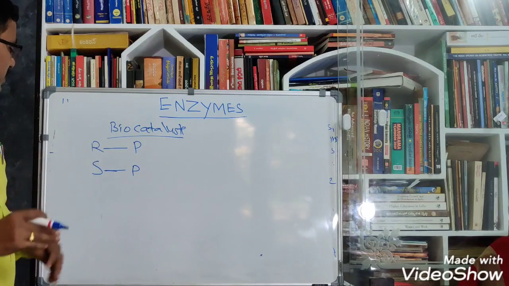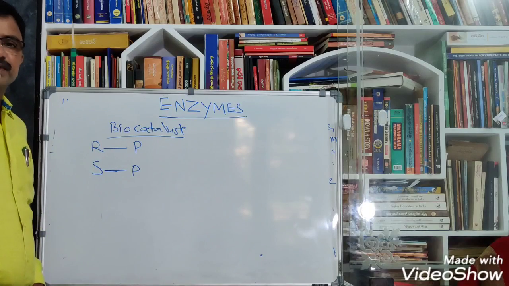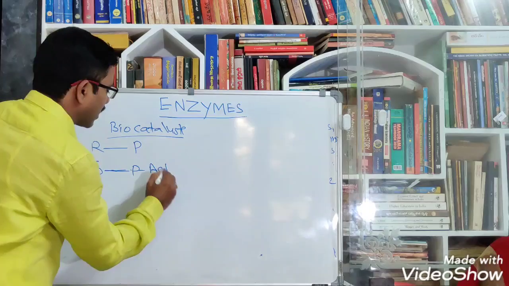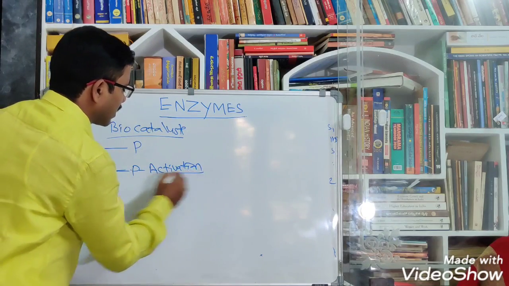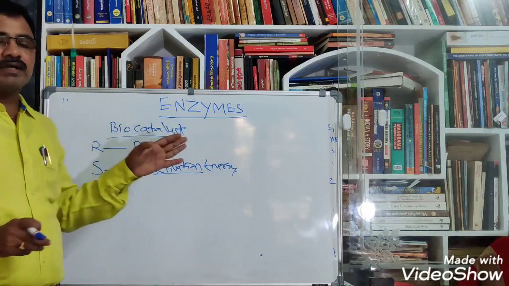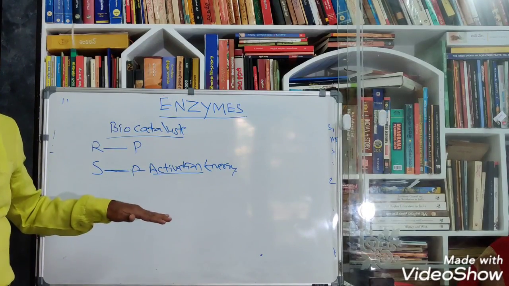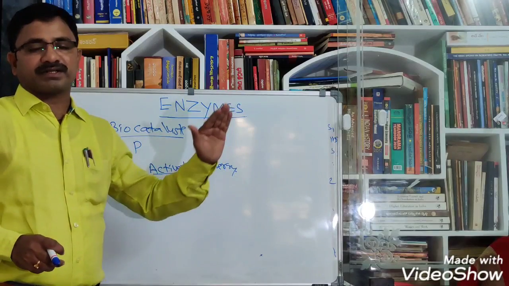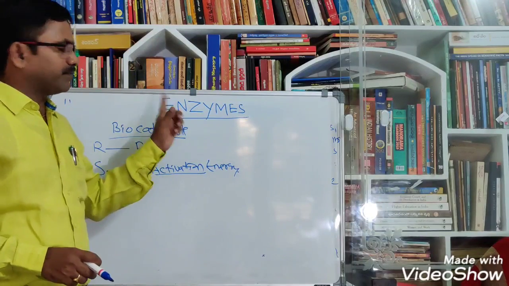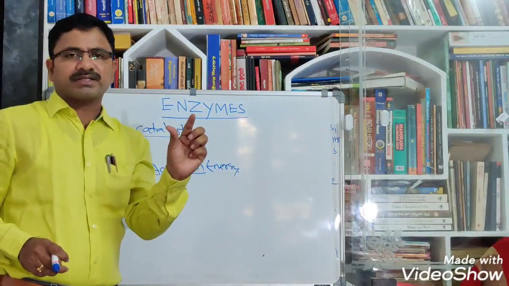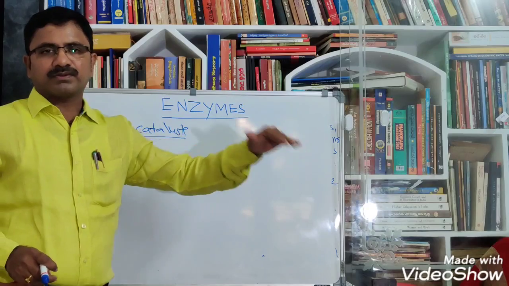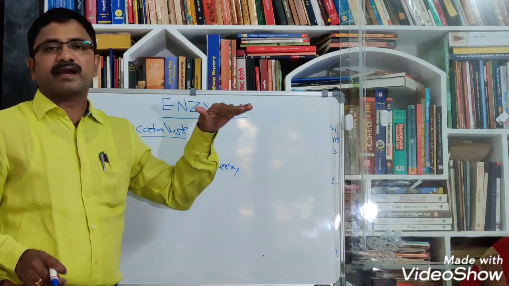So in a chemical reaction, the energy which is required to convert substrate into product is known as activation energy. In this case, enzymes lower the activation energy and accelerate the speed of the reaction. The paramount duty of enzymes is that they make biochemical reactions faster. They accelerate the rate of reaction. Okay, so that's why enzymes are called biocatalysts.